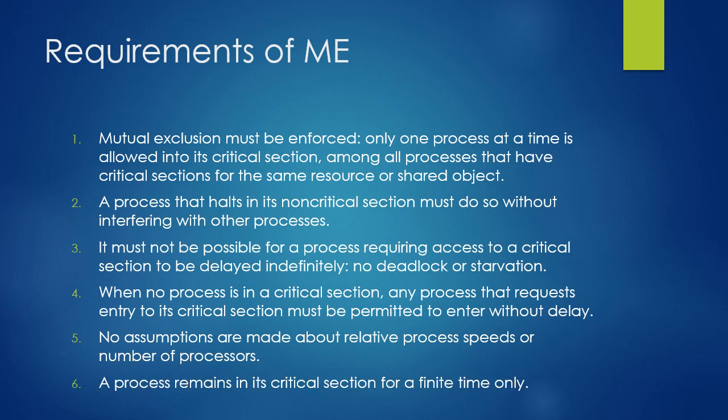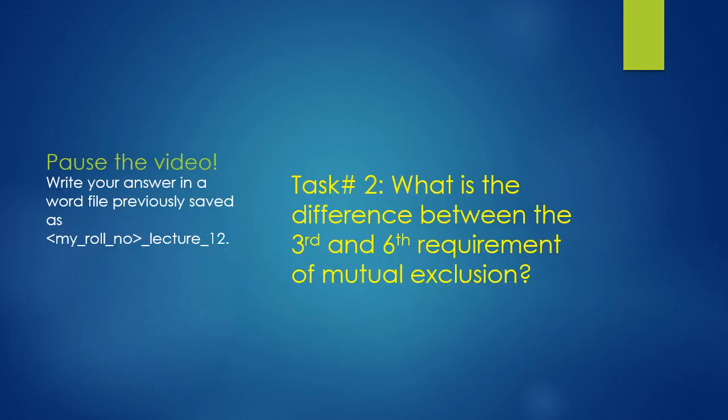Number 6. A process remains in its critical section for a finite time only. Once a process moves into a critical section, it must move out of it too. The enforcer of mutual exclusion must ensure that a process does not starve or become deadlocked inside its critical section. Because if a process does not come out of its critical section ever, everybody else will starve.